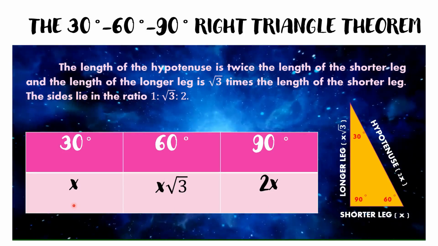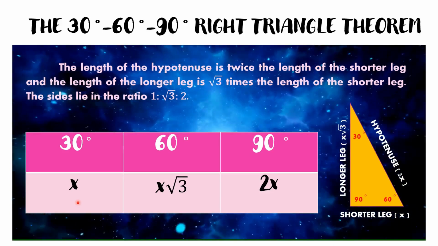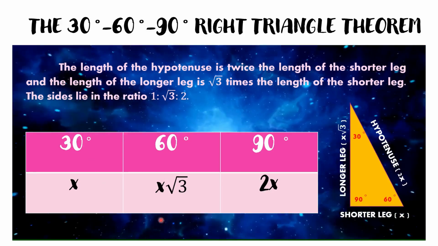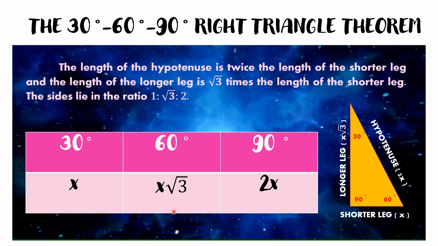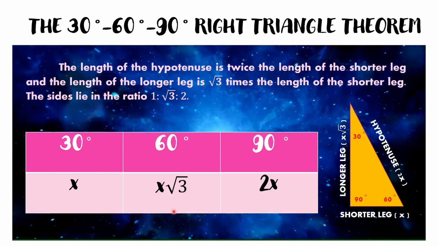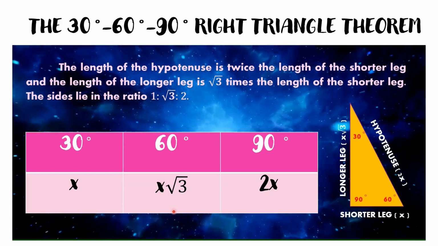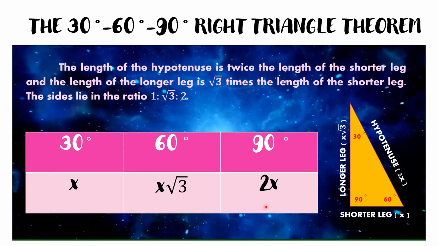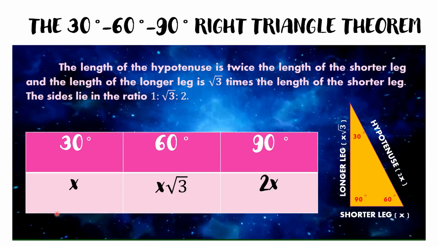So, shorter leg be represented by x, opposite po yan kay 30 degrees. And then the longer leg, which is opposite kay 60 degrees, be represented by x square root of 3. And the hypotenuse, which is opposite to 90 degree angle, be represented by 2x.